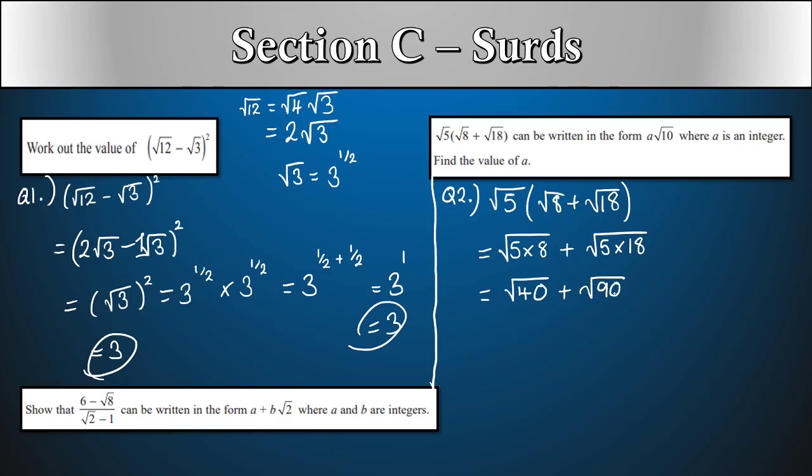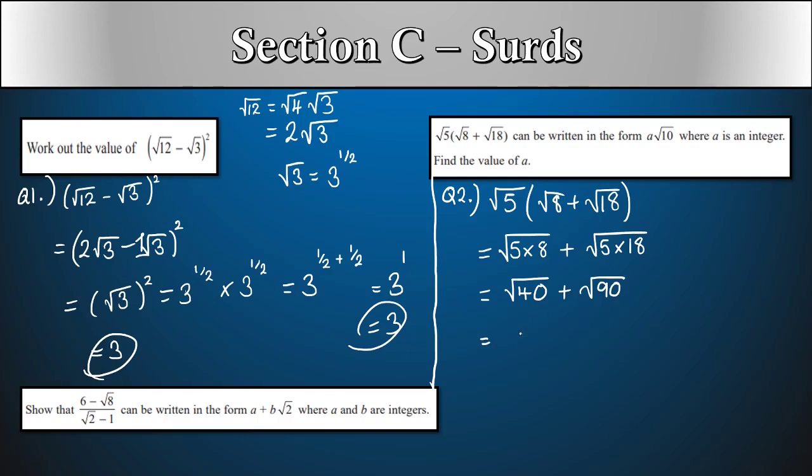So root 40 plus root 90. Well, at this point, this is nowhere near what we want, because I've got root 40 and root 90. They want a root 10. But it's actually closer than it looks, and the reason for that is because we can simplify both of these to be root 10.